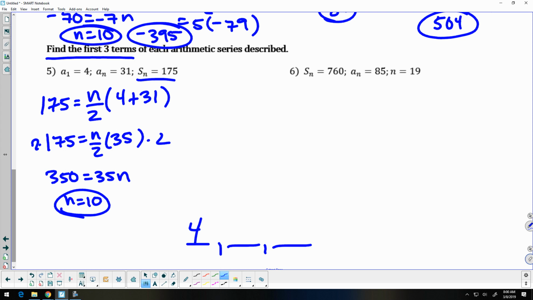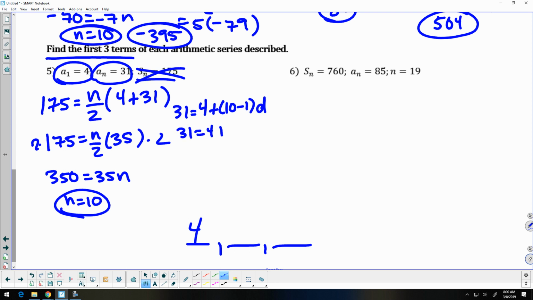Okay, now take 10, along with a sub 1, along with a sub n. We don't need the sum anymore. Plug it into the other formula, and now we have to figure out what D is. So when you plug these three in, you'd have 31 for a sub n, 4 for a sub 1, plus n minus 1. So 10 minus 1 times D, so 31 equals 4 plus 9D. Subtracting 4 is 27, dividing by 9.